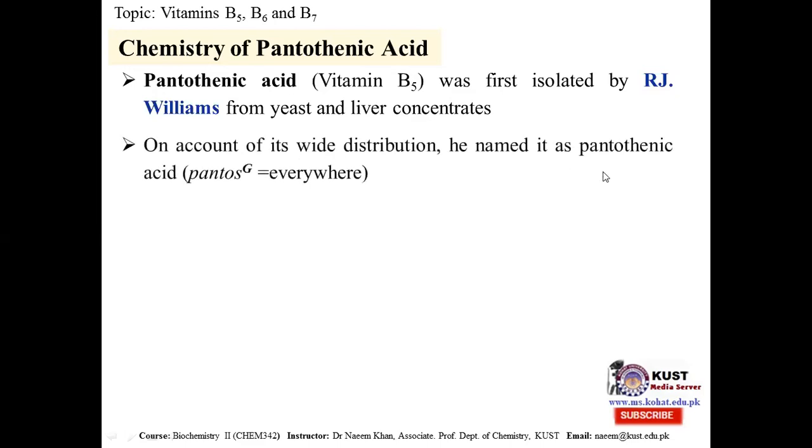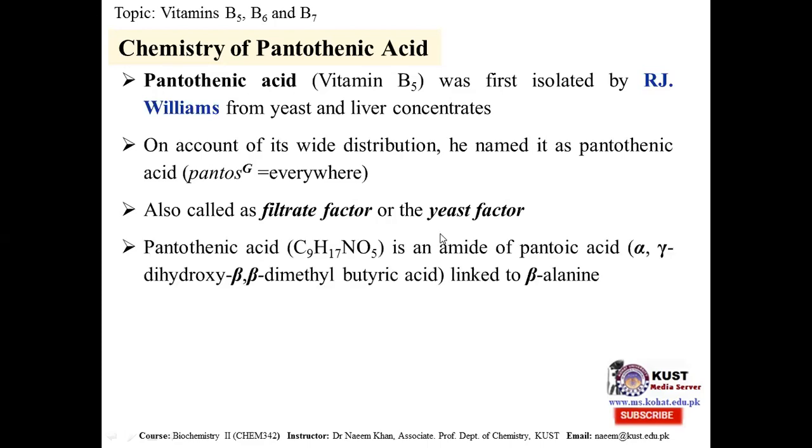Why is it called pantothenic acid? Because of its wide distribution, it is present everywhere. It was named pantothenic acid because pantos in Greek means everywhere. So this vitamin is found everywhere; it is widely distributed. That's why it is called pantothenic acid. It is also called filtrate factor or yeast factor because it is found in yeast. That's why it is called yeast factor.